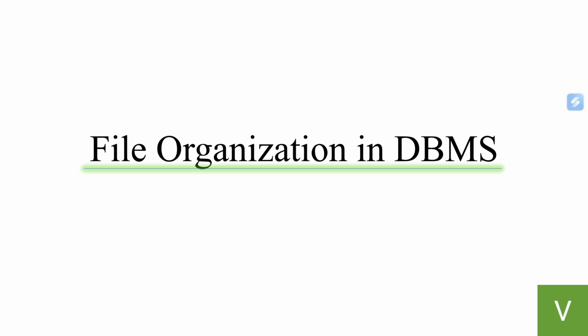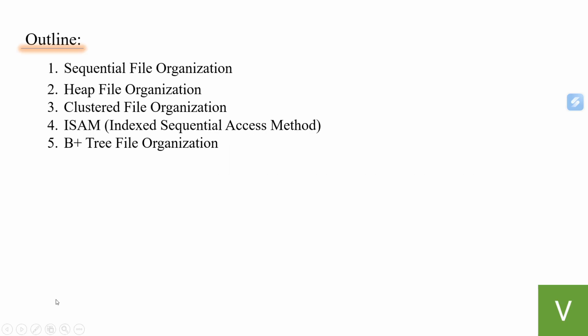Hello everyone. In this video, we are going to discuss file organization in DBMS. It is a method of storing data in a file format so that it can be accessed efficiently. There are a total of five different methods of file organization. We will discuss each in detail.